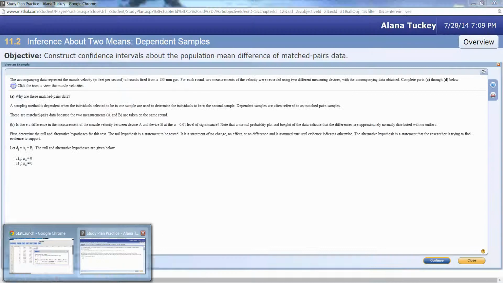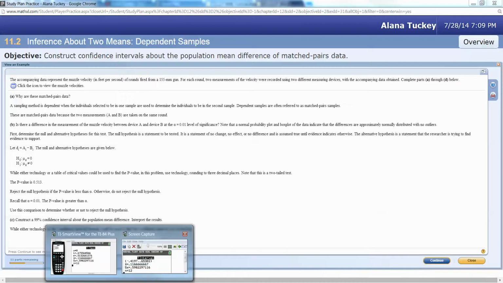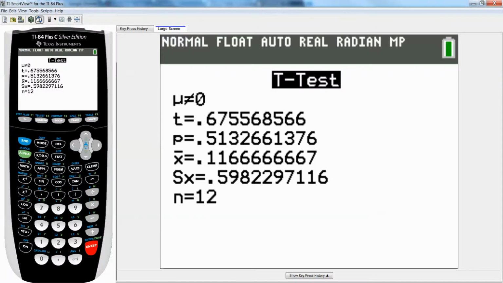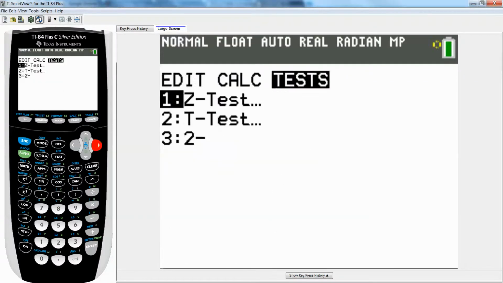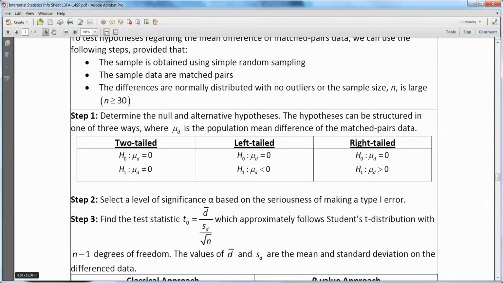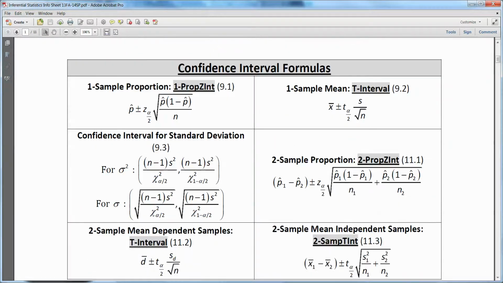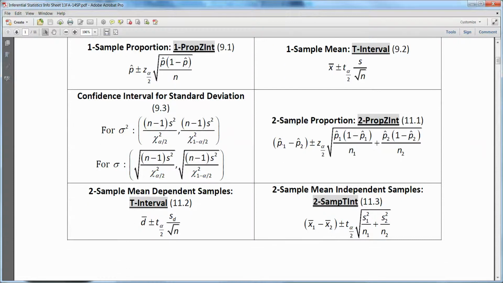All right, part C wants us to construct a 99% confidence interval. Well, that's not too bad. I'll do it with the calculator first. So you go to Stat, go to Tests, and you want a t-interval, just like you wanted a t-test. You can also learn that from the inferential statistics info sheet. Up at the very top, the first page, when you're looking for dependent samples, see right there? So you're doing a two-sample mean with dependent samples, i.e. a paired sample. That's a t-interval.